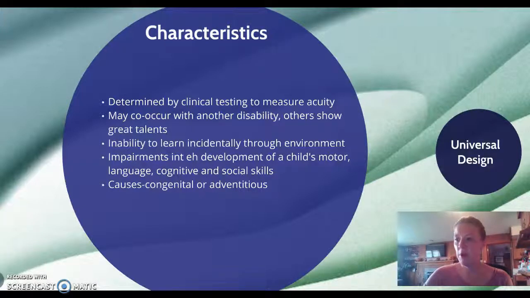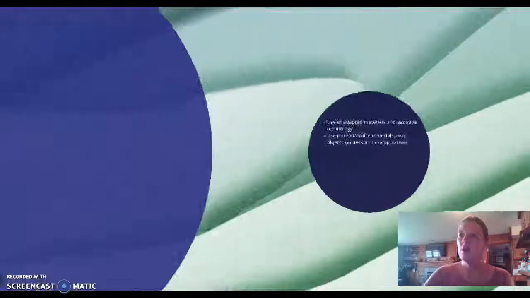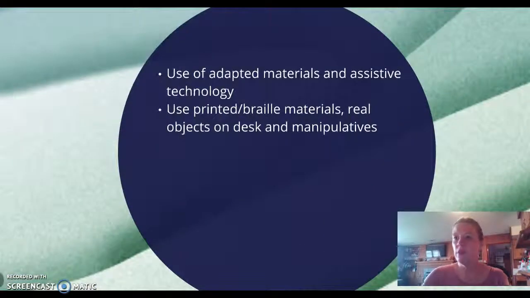Children with a visual impairment do not have the opportunity to learn incidentally through their environment, so in many cases they lack motor, language, and social skills. However, given the appropriate opportunities, they can quickly catch up to where they need to be. It can be congenital or adventitious. We would use adapted materials such as Braille and large print maps and assistive technology such as an electronic Braille note taker. I would have real objects on their desk for them to manipulate.